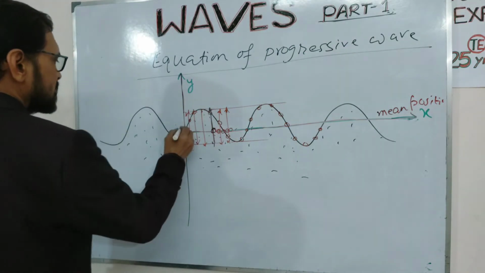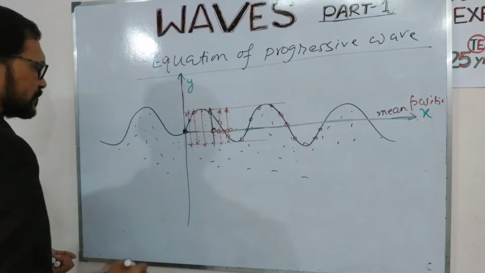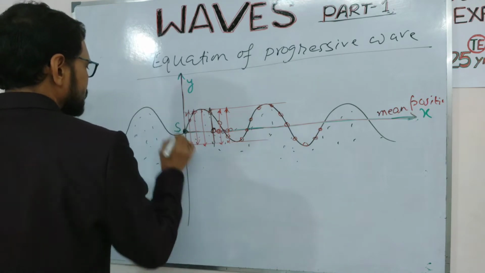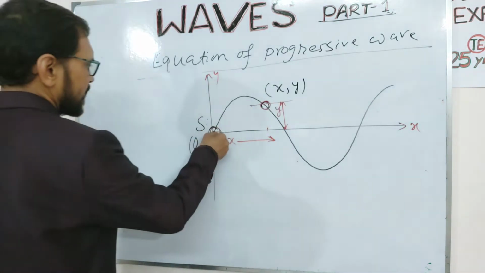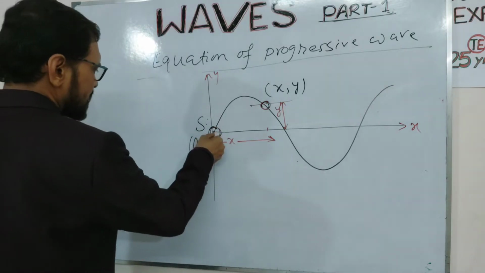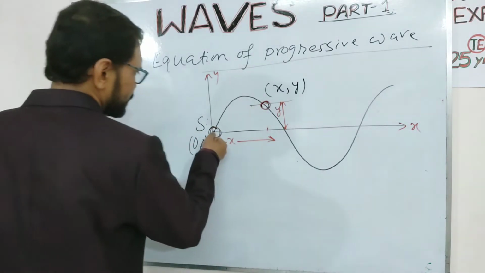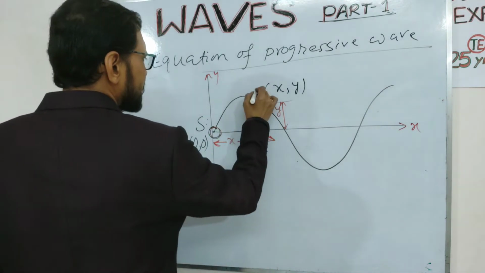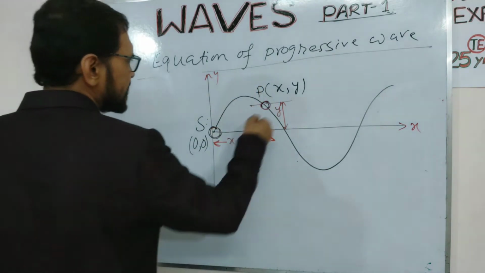This is called the source. This is the source of waves, where waves are formed. In the wave equation, we take the position of the source at the origin, and we take a point on the wave curve whose coordinates are x, y.